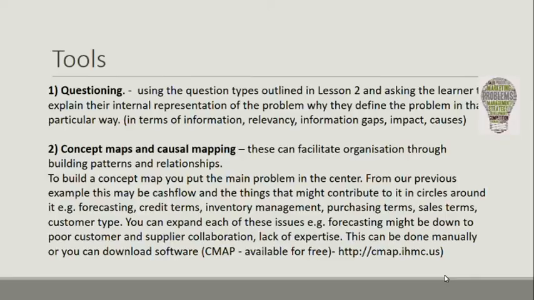You can expand each of these issues. For example, forecasting might be down to poor customer and supplier collaboration or lack of expertise. This can be done manually, or you can download software to facilitate this. One example is CMAP, which is available for free.